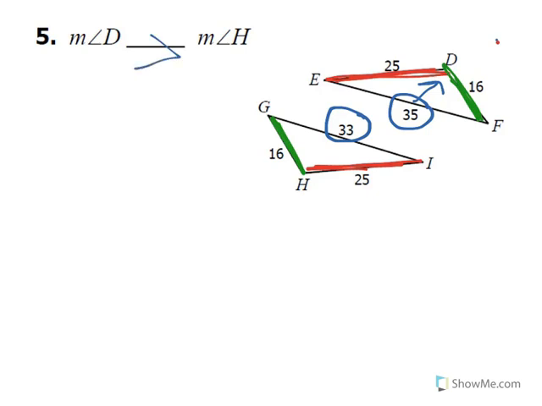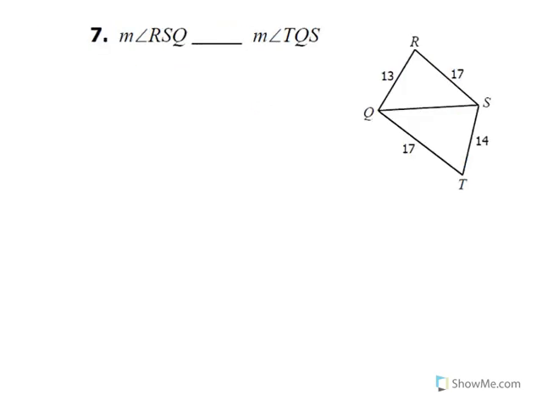So angle D is greater than angle H. So let's look at example 7. Once again, we're looking at comparing angles. So they share that side. That side's going to be the same. If it helps, draw the triangles separately.